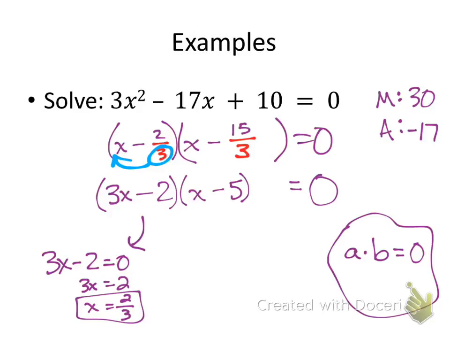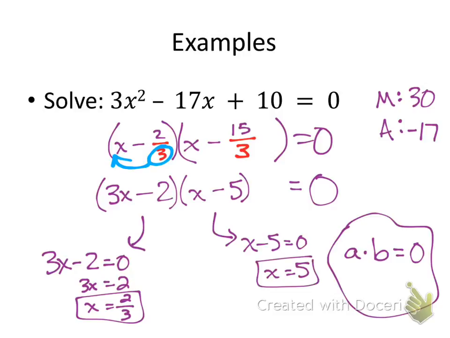x minus 5. So what would make that 0? I may not even need an equation for that. What would make x minus 5 0? What would x have to be in order for that to be 0? You say 5. So sometimes we don't need an equation. We could just say 5.